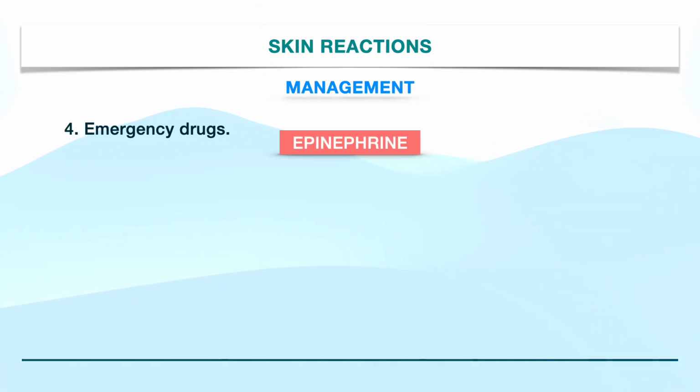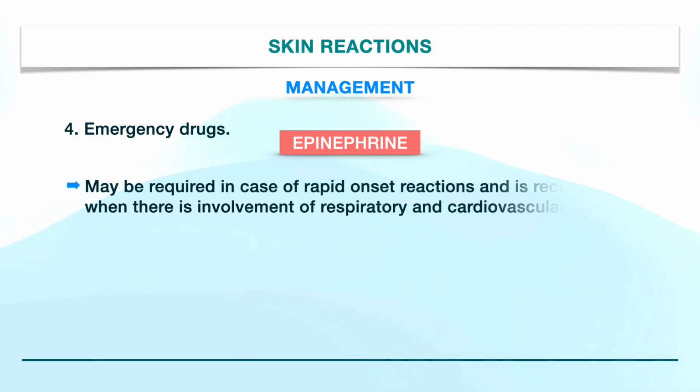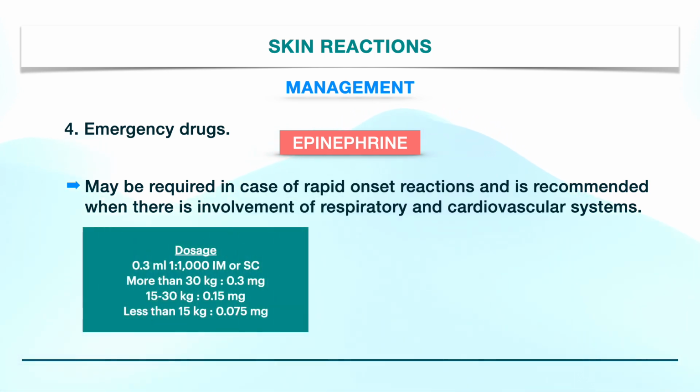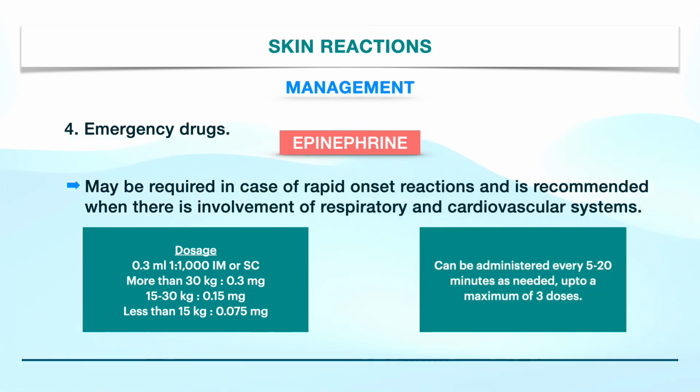Epinephrine may be required in case of rapid onset reactions and is recommended when there is involvement of respiratory and cardiovascular systems. The dosage is 0.3 ml of 1:1000 concentration intramuscular or subcutaneous. It can be administered every 5 to 20 minutes as needed up to a maximum of 3 doses.